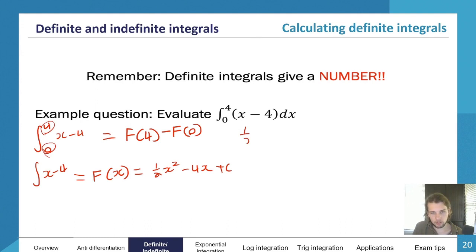So that becomes 1 over 2, 4 squared minus 4 times 4 plus c, minus 1 over 2 times 0 squared minus 4 times 0 plus c. That's my mistake. Go back here. Okay, and that should be all a minus out the front. And that should be a plus. Okay.